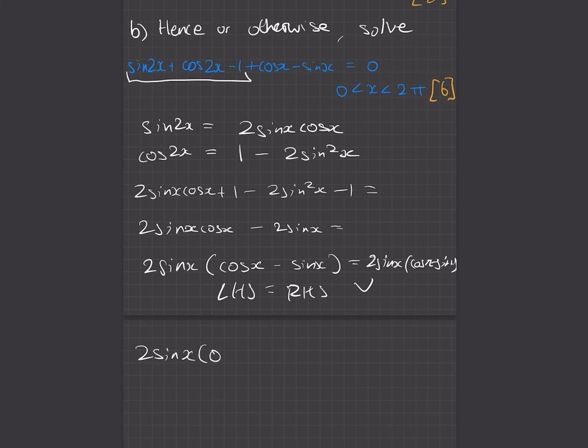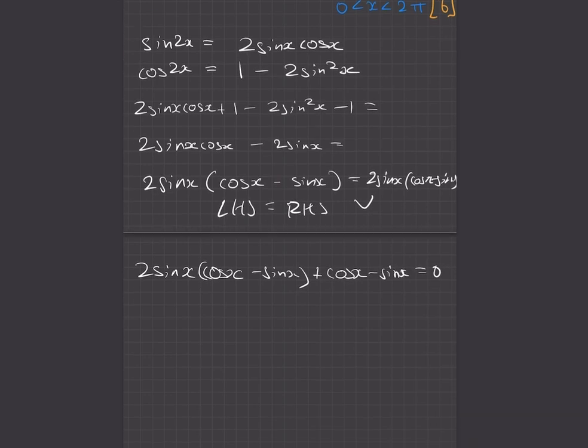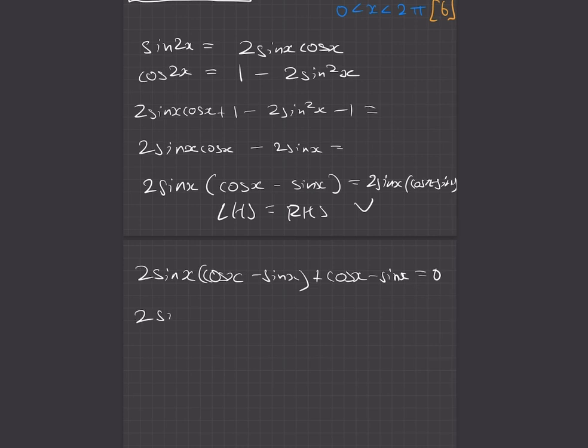So that's going to be 2 sine x (cos x minus sine x), and then we're going to want to add cos x and then subtract sine x, and this is equal to 0. So I'm going to expand this. 2 sine x cos x minus 2 sine squared x plus cos x minus sine x equals 0. Okay. And now, I think... Actually, no. Sorry, I shouldn't have expanded that. I realized that's actually a step in the wrong direction.